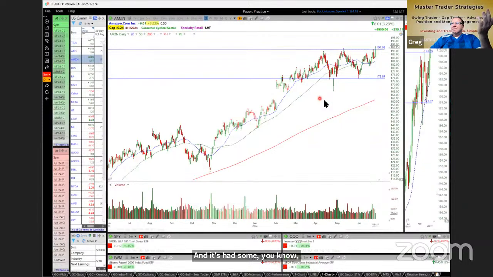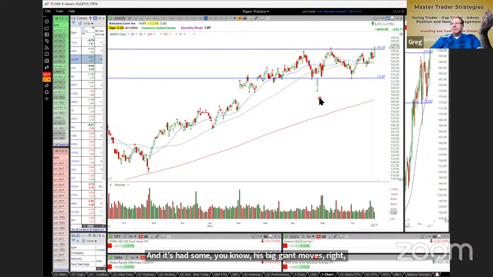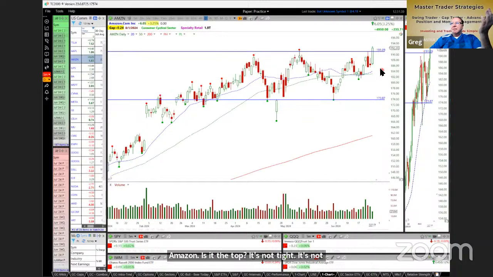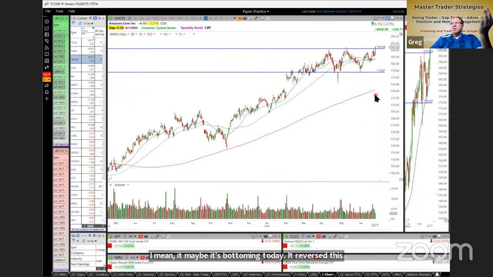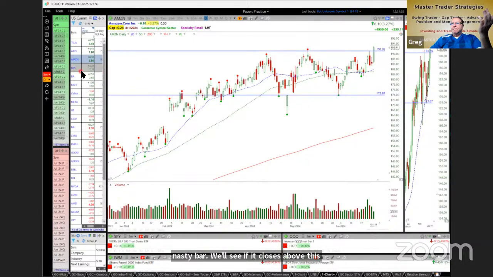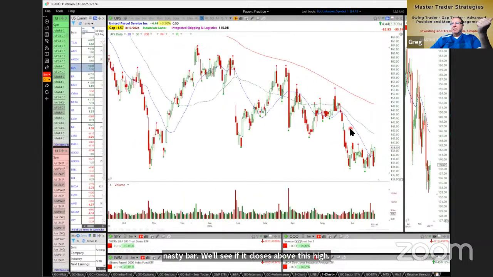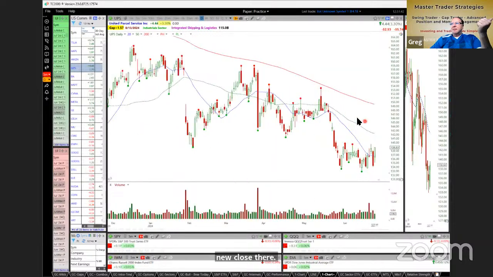Amazon. Is it a top? It's not a top. It's not bottoming. I mean, maybe it's bottoming. Today, it reversed this nasty bar. We'll see if it closes above this high. But it's been in a range. Looks like it's going to be a new close there. So that's sloppy. I'm not interested in that. You can see the 50 is still well up above.